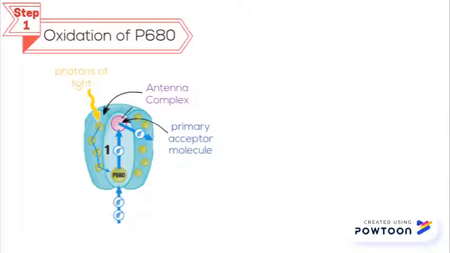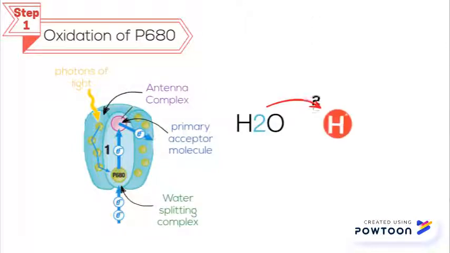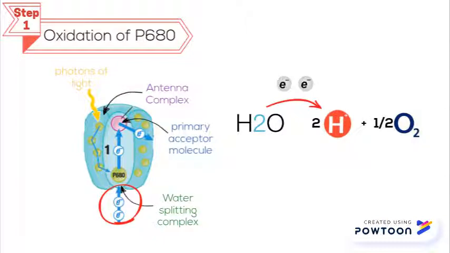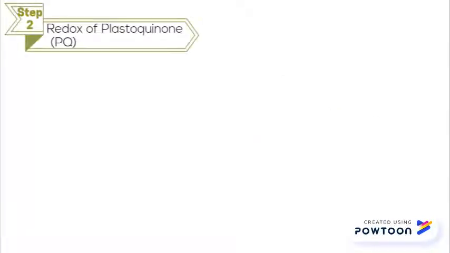The positively charged P680 molecule is so electronegative that it is able to oxidize a water molecule through an enzyme subunit known as the water splitting complex. The water molecule splits into two hydrogen atoms, two electrons, and one oxygen gas molecule. There are now two electrons traveling in the electron transport chain, one from the P680 molecule and one from the water molecule. Step 2. Redox of PQ.